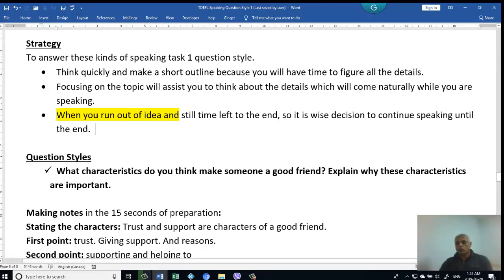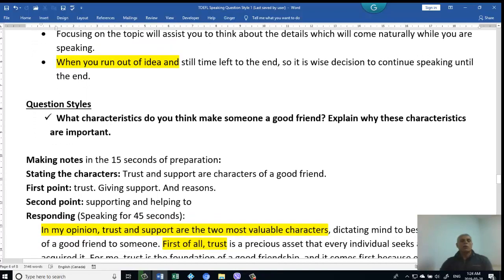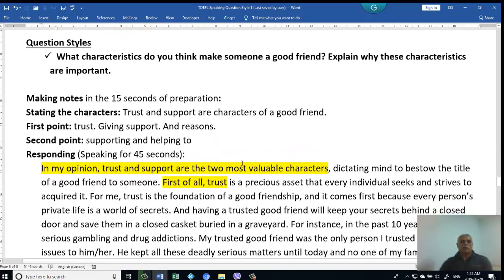Let's say here we have a question style. What characteristics do you think make someone a good friend? Okay, then you have to explain it, how to make good friends. Explain why these characteristics are important. If you see, we said this kind of question has two parts. This is part 1. This is part 2. We have to explain it.